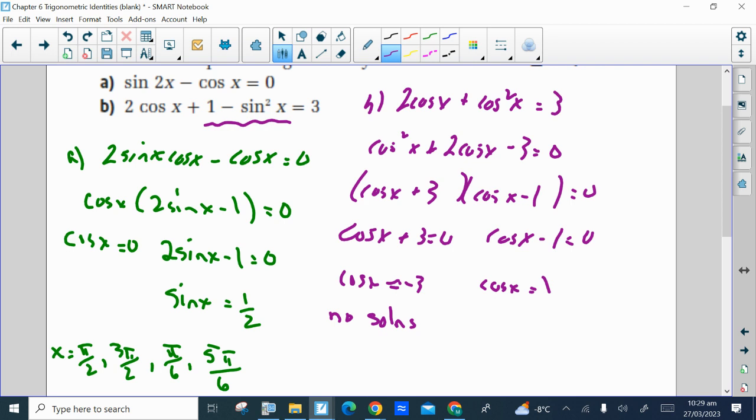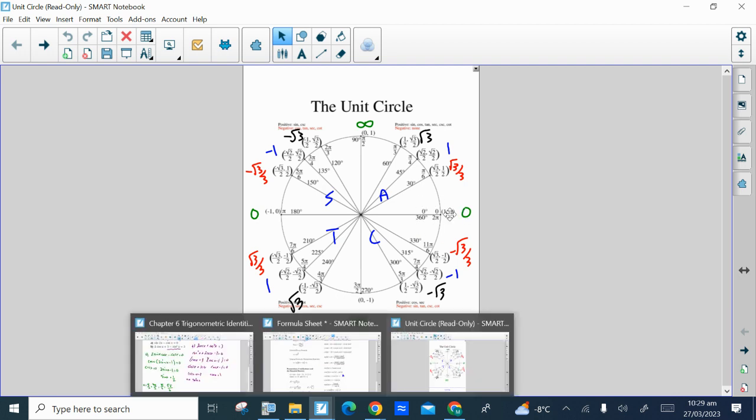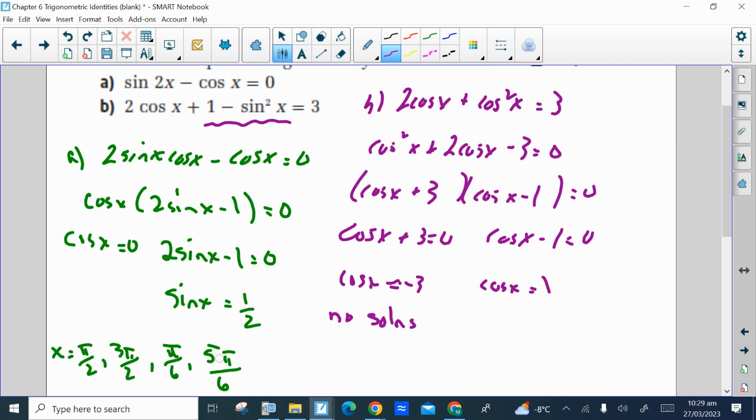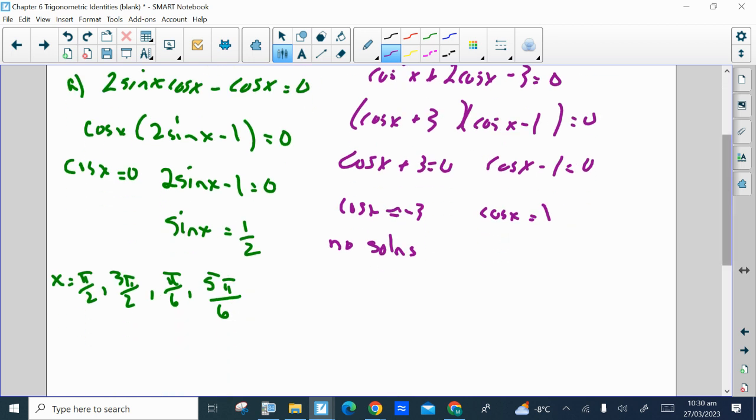Our answers will come where the cosine, which is the x value, equals positive 1. The only place is right there at 0 radians. Remember, we can't use 2 pi radians, even though that's coterminal with 0. We can't use it because our domain says that x must be less than 2 pi, not equal to. So the only answer here that we can use is 0 radians.